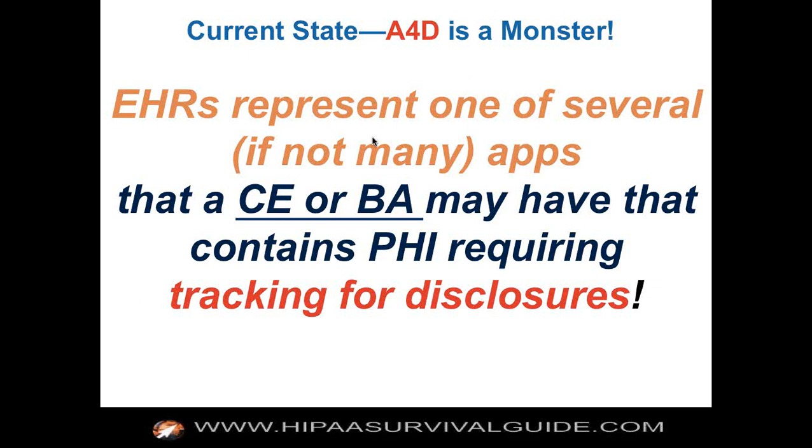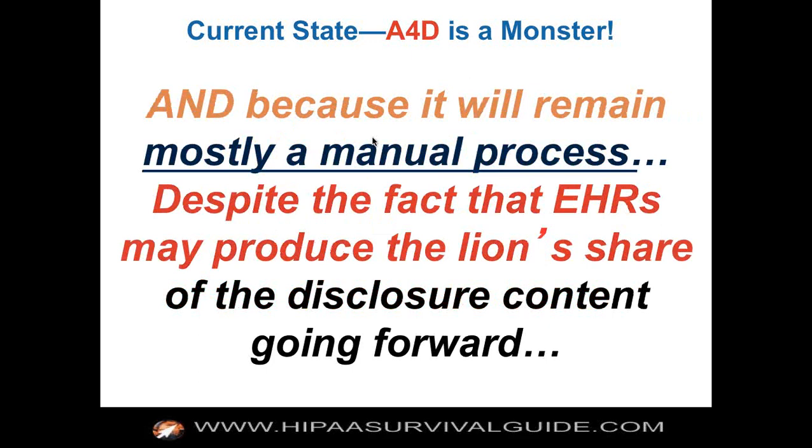Now, we're going to see in a little bit that under the HITECH Act, if you have an EHR, the TPO exception has been removed, and that's the big deal. That's what caused the industry to really freak out. HITECH says, oh no, if you have an EHR, then you have to account for disclosures of treatment, payment, and operations. They are not excluded. And it's going to remain mostly a manual process, despite the fact that EHRs may produce the lion's share of the disclosure content going forward.